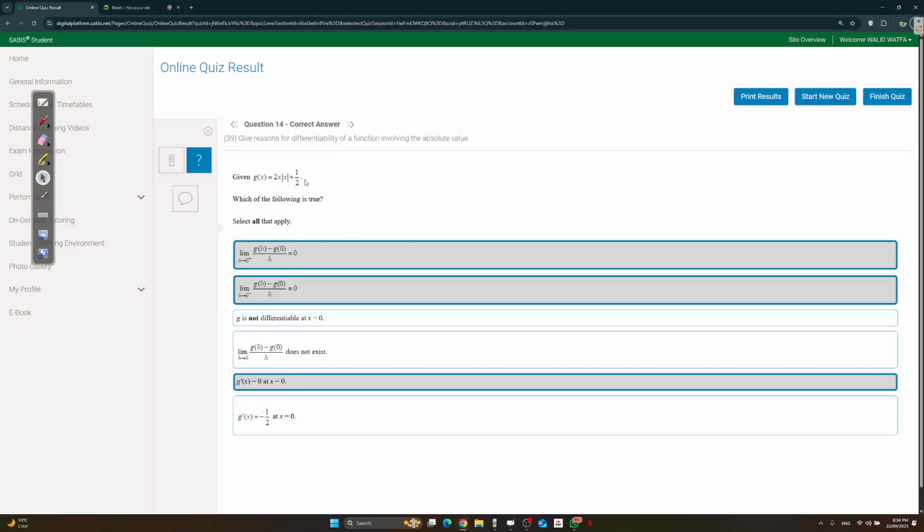Alright, so this one here, they want you to look at the differentiability. So obviously you need to look at the left and right derivatives. And they gave you the rules here, you just have to check whether they're true or not. Alright, so let's take a look.